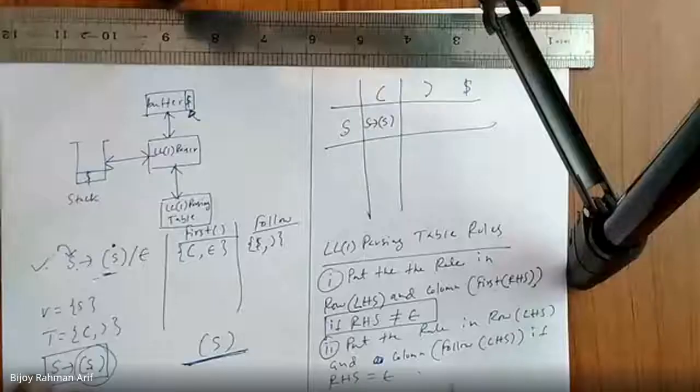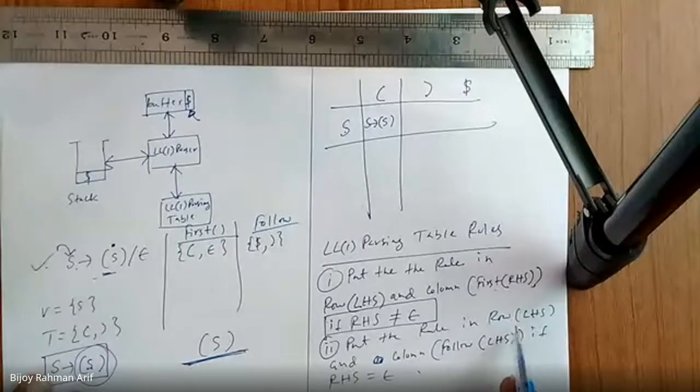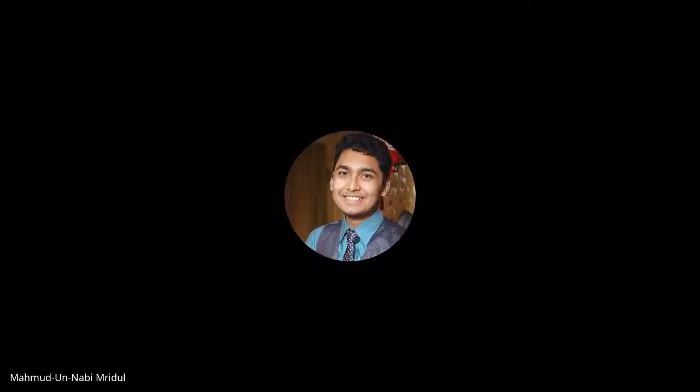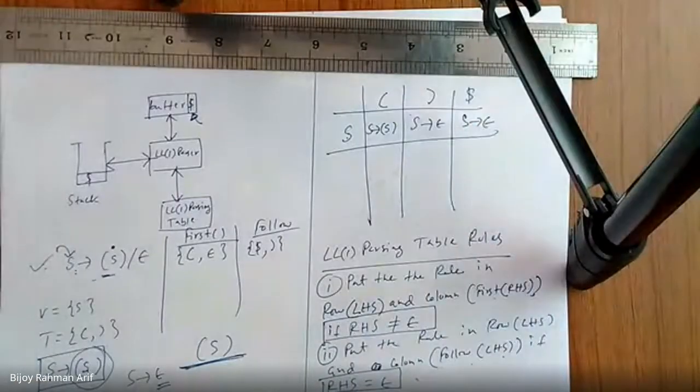Now let's go to the second rule. Put the rule in row of LHS and column of follow of LHS if RHS is epsilon. In this production, S' derives epsilon, so the RHS is epsilon. So what is follow of LHS? What is follow of S? Dollar and close parenthesis. So S' derives epsilon goes there. Done. So this is the table.